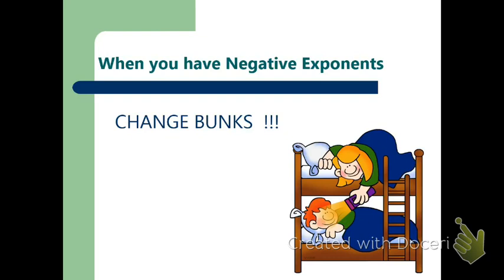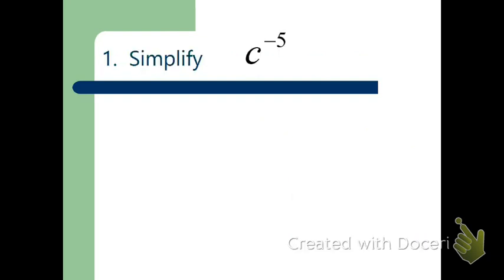Ready? So hold on. Ready? So we're going to treat negative exponents as somebody that's unhappy in the bunk that they've been placed in. So C is unhappy. C is a negative exponent. We want everybody to be happy. So we're going to make C happy.